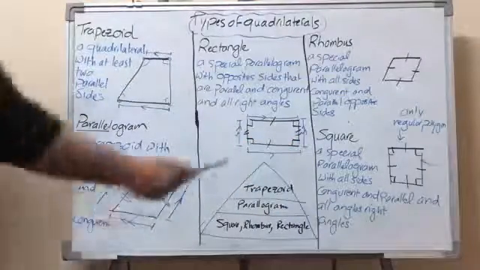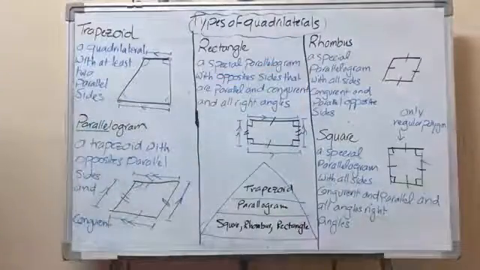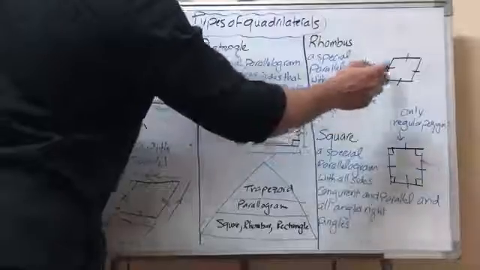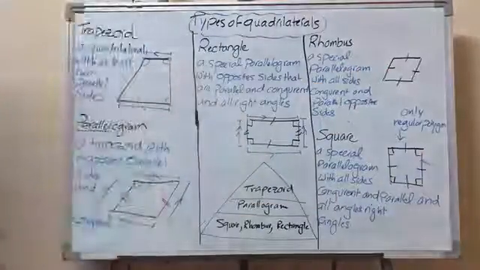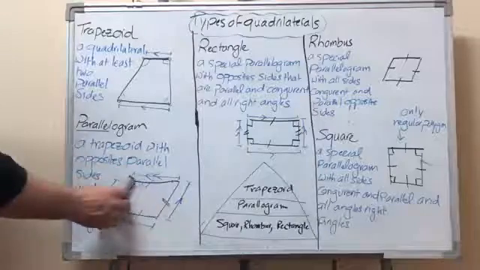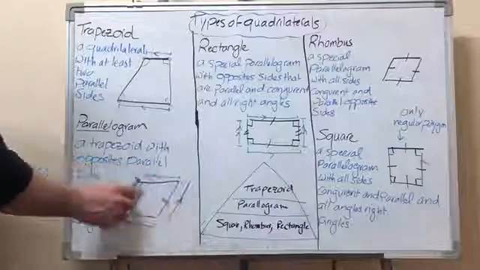The rhombus. The rhombus is a special parallelogram with all sides congruent and opposite sides parallel. It looks exactly like this parallelogram, except it has all equal sides. So all the sides are equal.